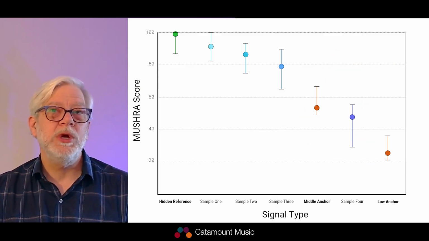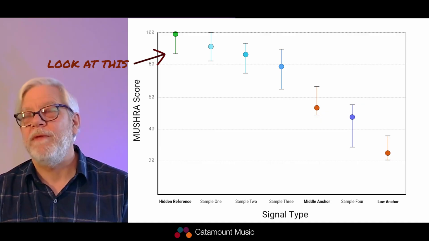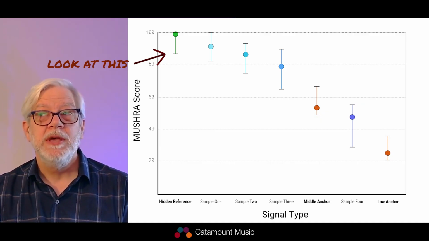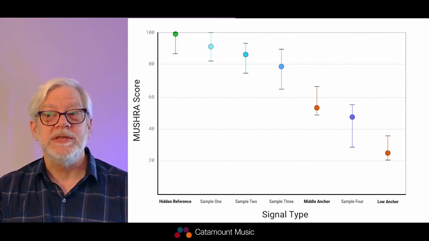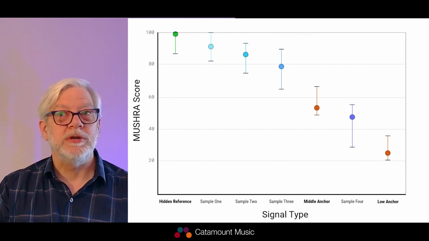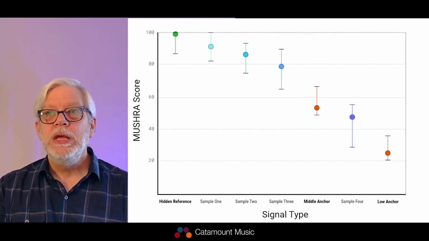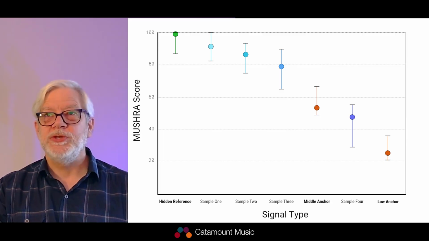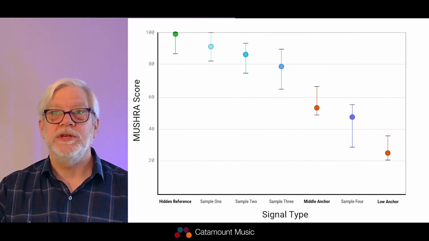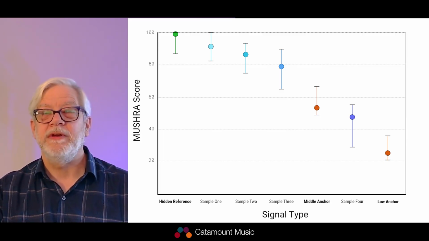So here, at least one person has rated the hidden reference under 90. That's not good because it is identical to the original. So it should be very highly rated. It should actually be 100. Now, in my case, I just throw away that person's scores for this one song, all 7 of them.